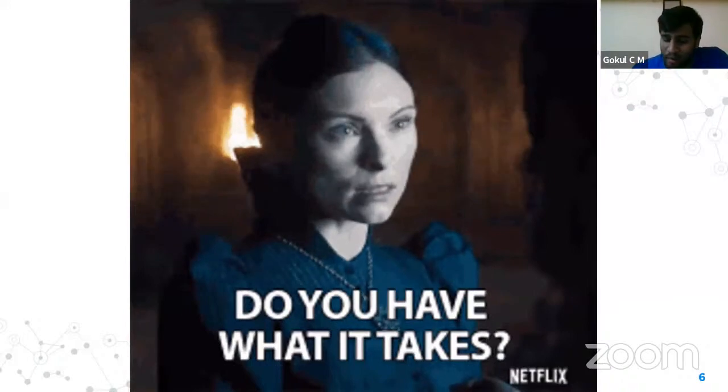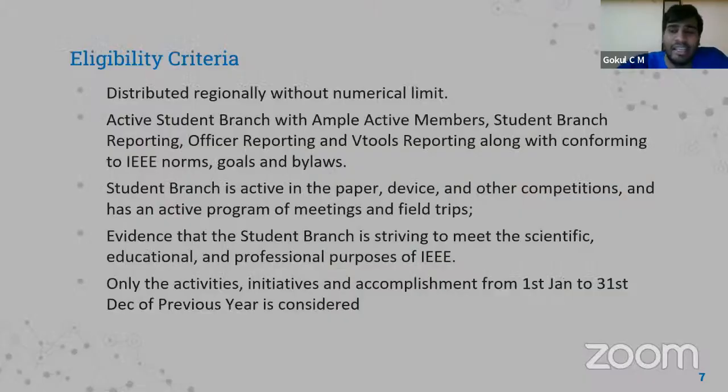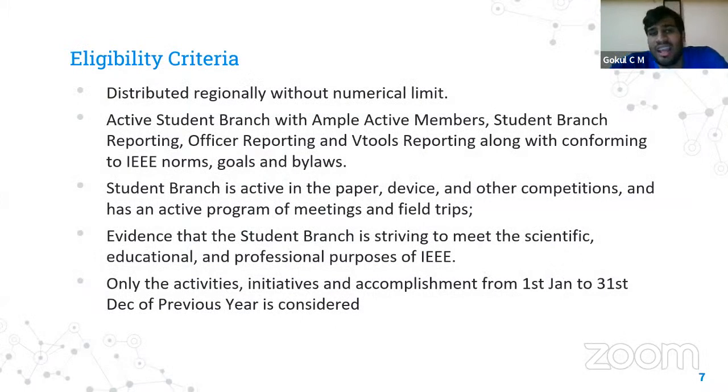Do you have what it takes to apply for this award? What are the eligibility criteria? The first and important one is there is no numerical limit. If all the 89 student branches in Kerala section are following proper student branch operations, all the 89 will be getting the award.